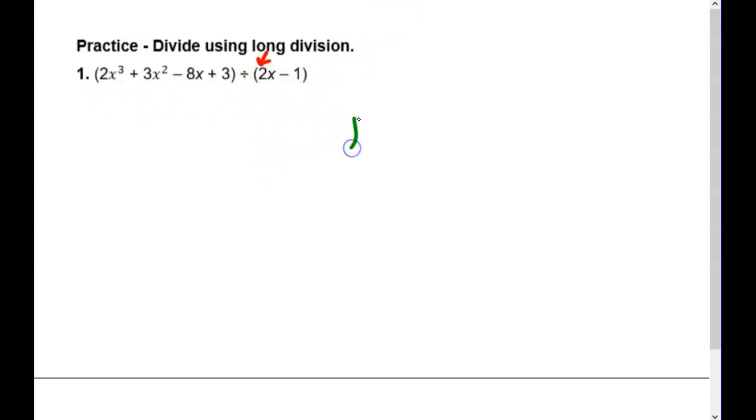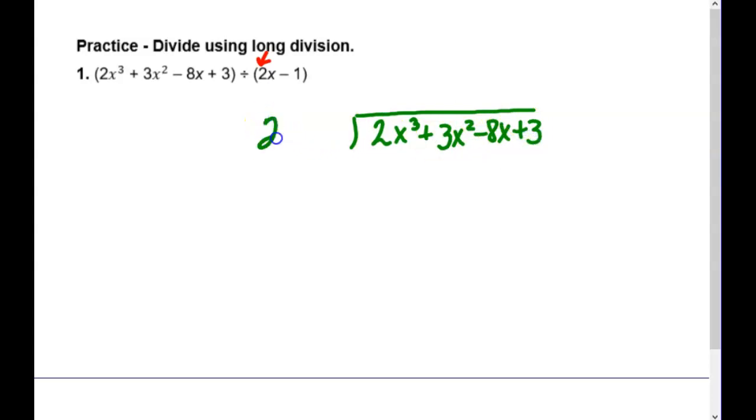So what goes inside the box, guys? The first one, right? The dividend, or what we are dividing into. Do we need any zeros on this one? All right, and out here goes the 2x minus 1.